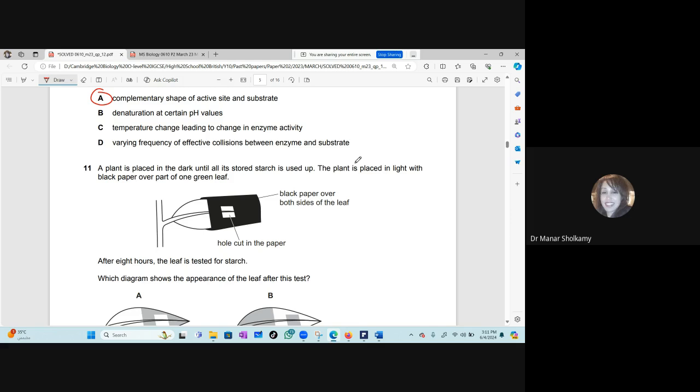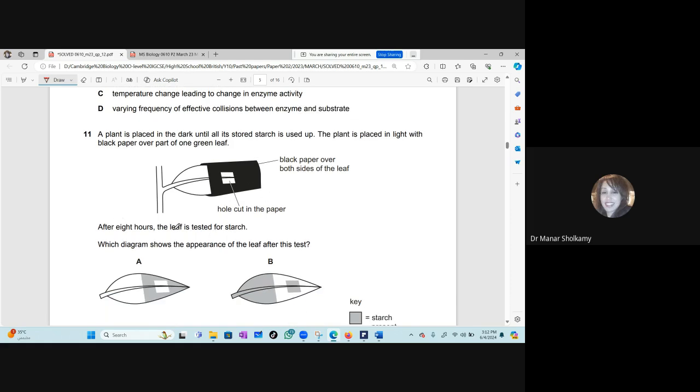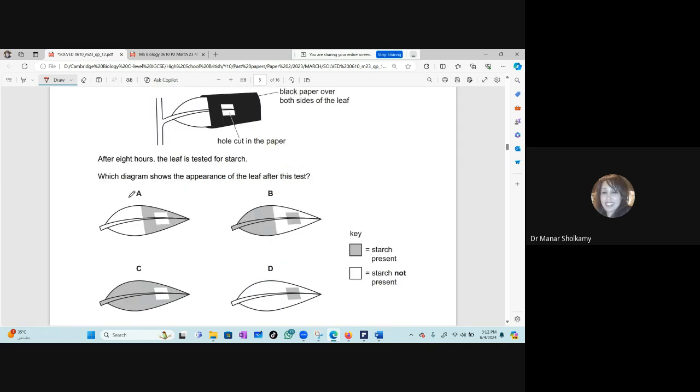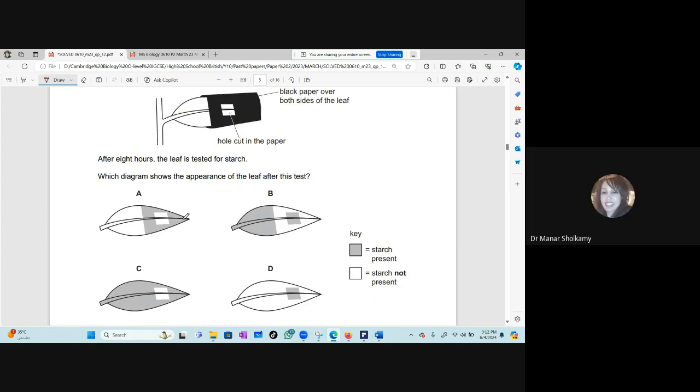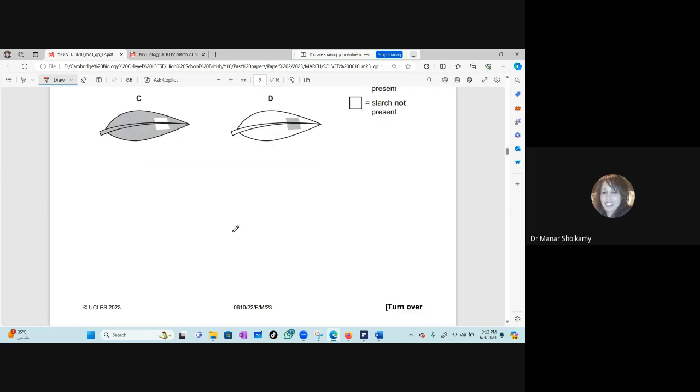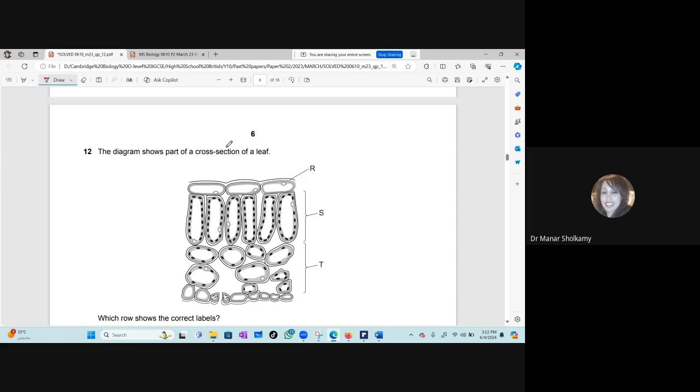We are removing the starch here. The plant is placed in light with black paper over part of one green leaf. So you have the black paper over both sides of the leaf, covering part of it. We first de-starched it, and then we made a hole in the paper. After 8 hours, the leaf is tested for starch. Which diagram shows the appearance of the leaf after this test? A, B, C, or D? B. Yes, very obvious, because the parts that were covered will not produce starch, so starch is not present there. It's B, very easy.